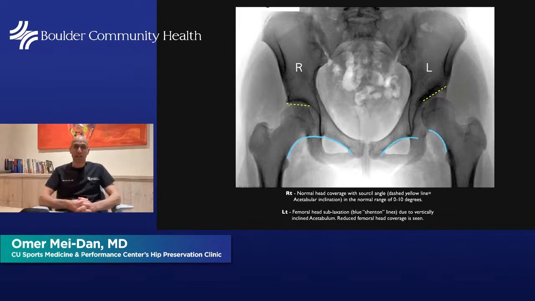You can see here on the right side, we see a normal hip. The head is covered well, and the roof of the head, or the acetabulum, is sitting nicely close to horizontal around the femoral head. And this blue line that you can see, what we call the Shenton line, is not broken. However, when we look on the left side, we can see a Shenton line that is broken because the femoral head starts to sublux, or move upwards away from the hip socket, because there is such an inclination and a shallow socket.